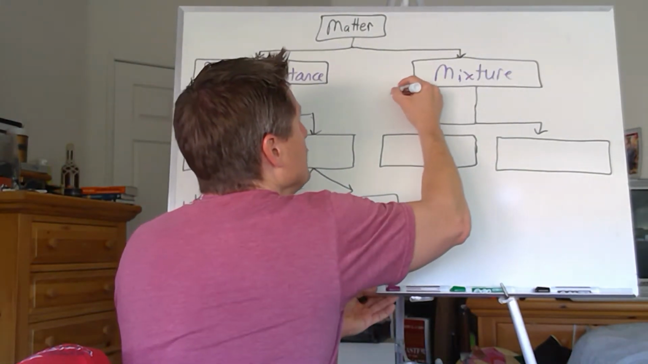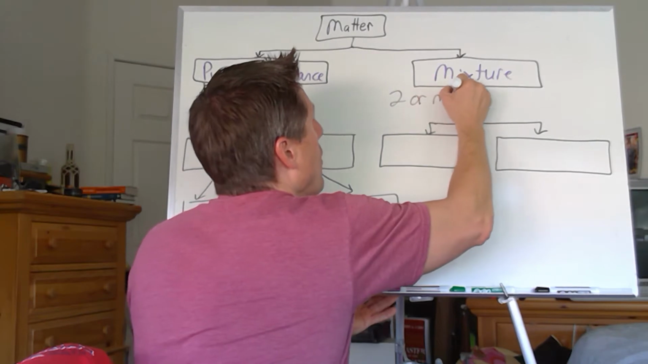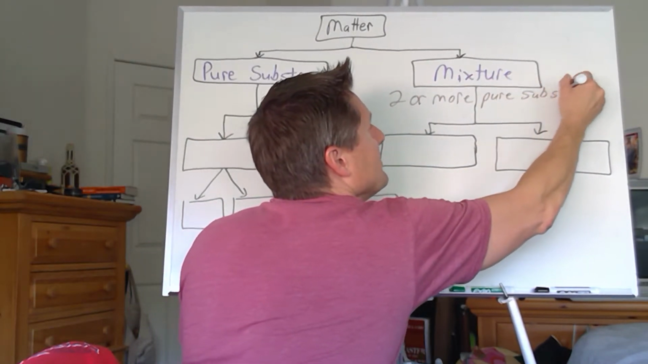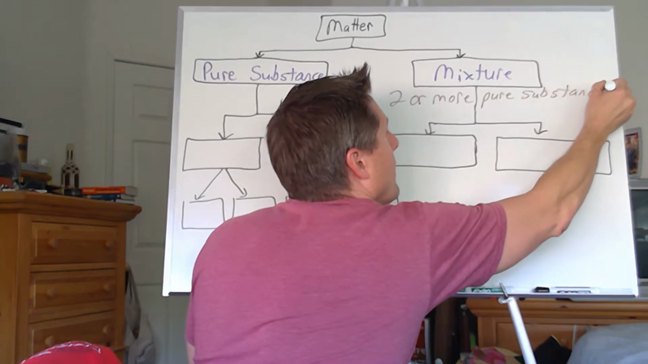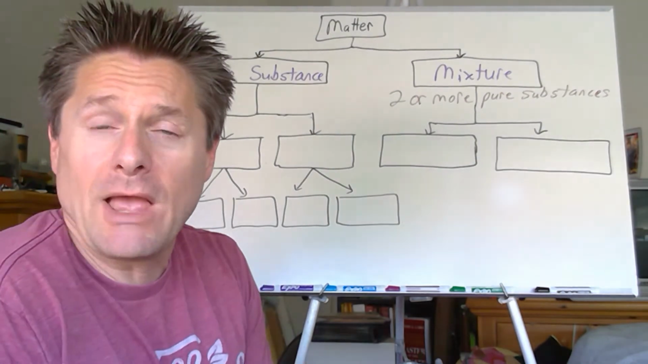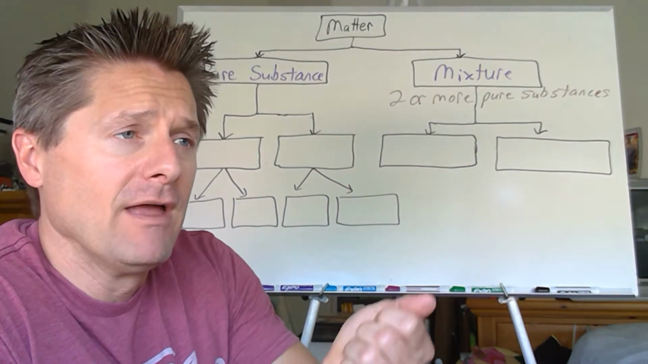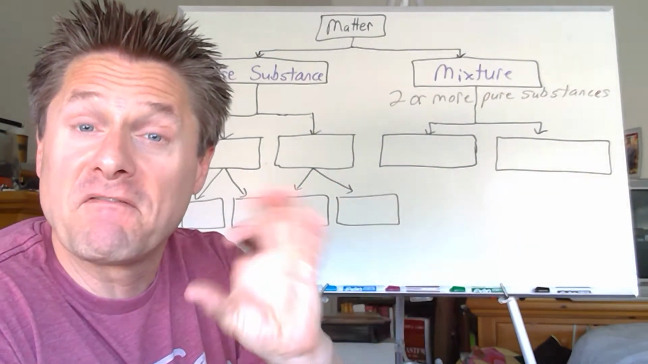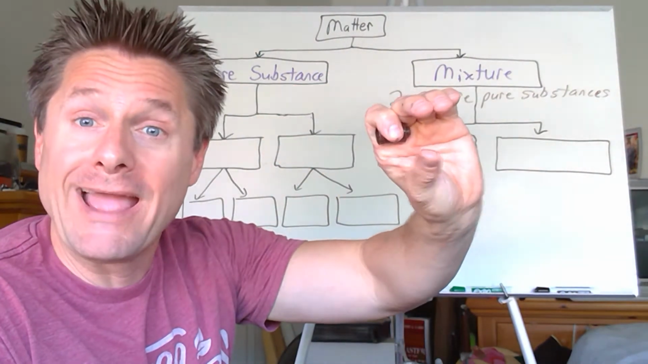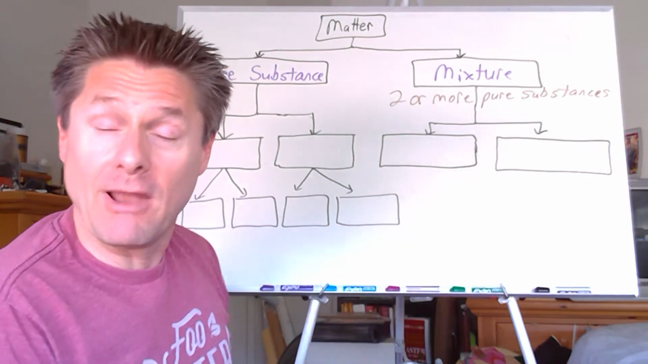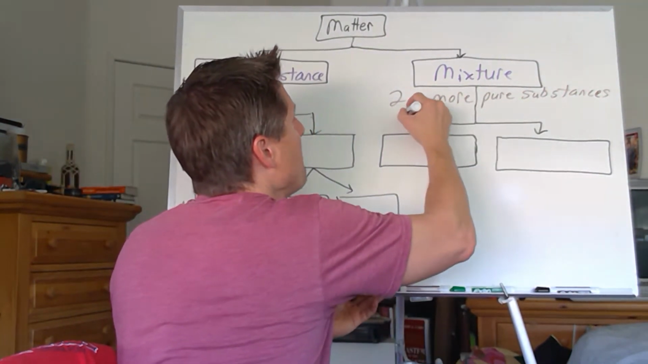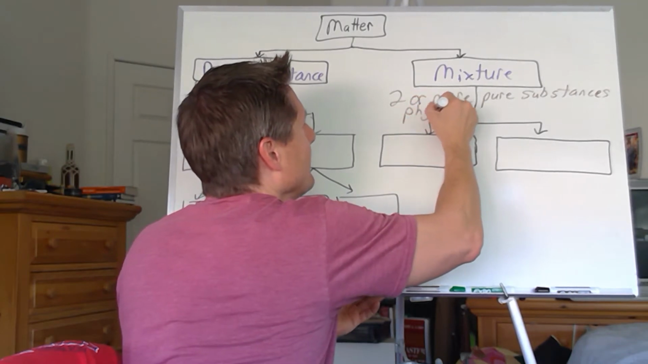So this is 2 or more pure substances, whatever they are. And they could be the same pure substance, right? So I could have the same species but 2 different phases. Right? I could have solid water or ice and liquid water together, right? That would be a mixture, right? 2 or more pure substances physically combined.